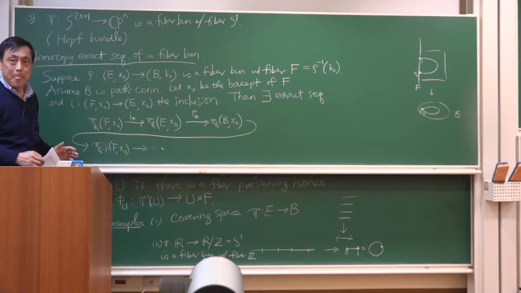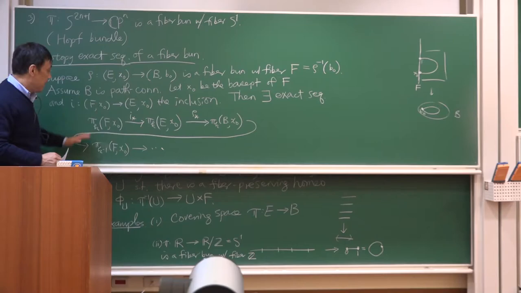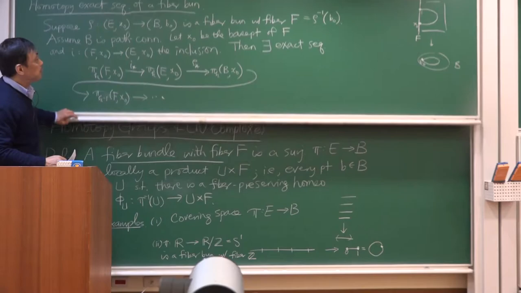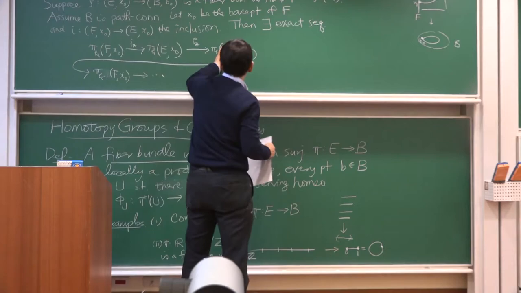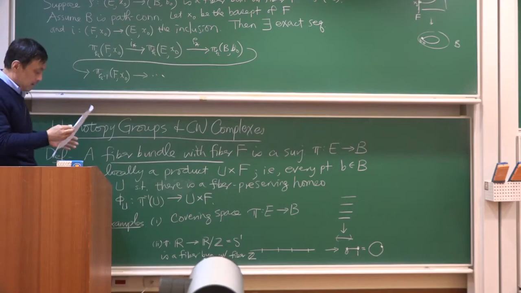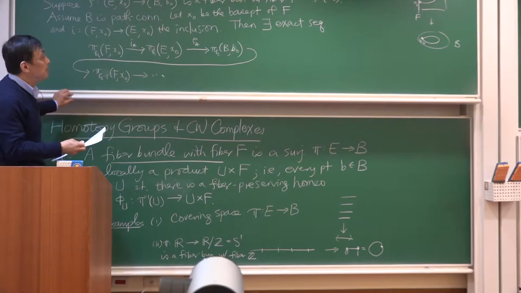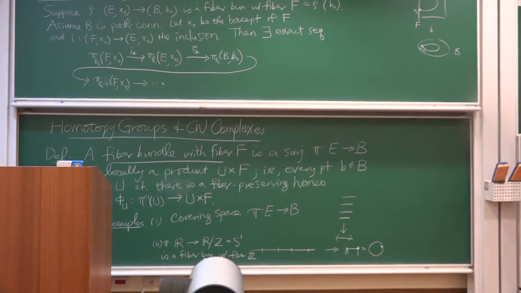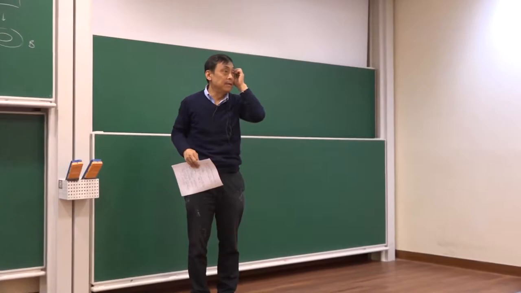Now this is quite standard in homotopy theory, and I'm just going to use it, but not to prove it. The base point of B should be B zero. Right. Good. Okay. So let's apply this theorem. Let's apply the theorem to calculate the homotopy groups of S1, the circle.